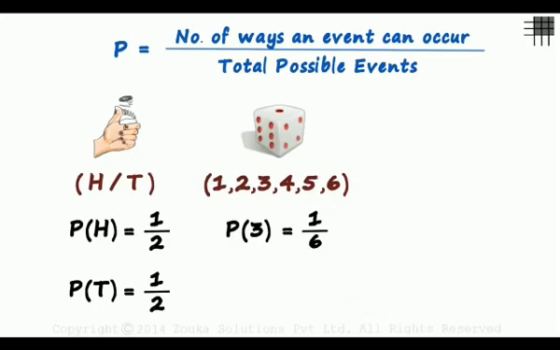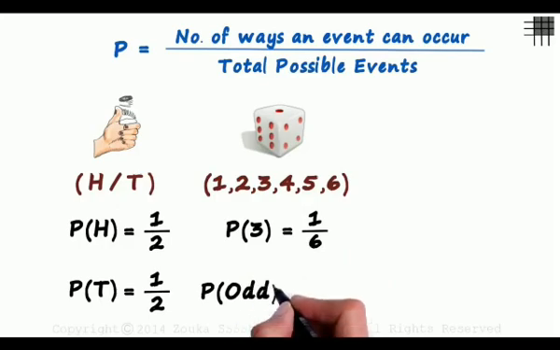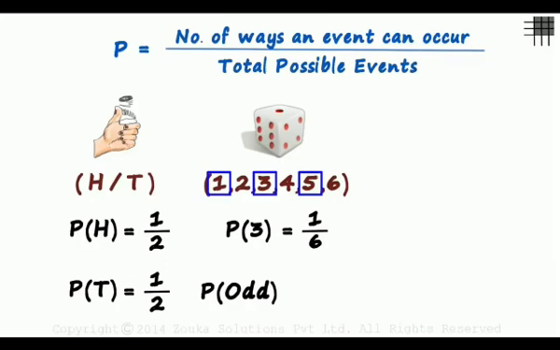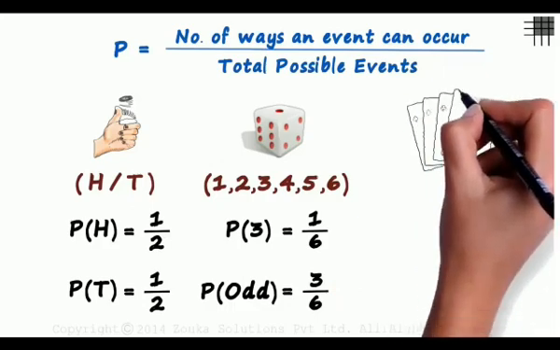Okay, so what would be the probability of getting an odd number at the throw of a fair die? There are 3 ways in which we can get an odd number, and there are a total of 6 possibilities. So the probability of getting an odd number at the throw of a fair die is 3 over 6 or 50%.